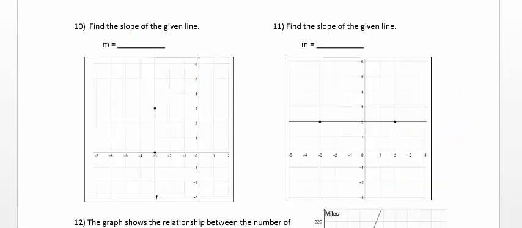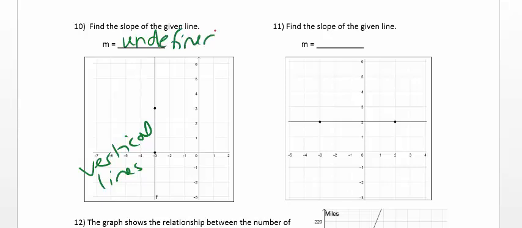In number 10, I can look at this line and see that it's a vertical line, and all vertical lines have undefined slope. So my slope is going to be undefined. In number 11, I see that I have a horizontal line, and all horizontal lines have a slope of 0, so my slope is 0.